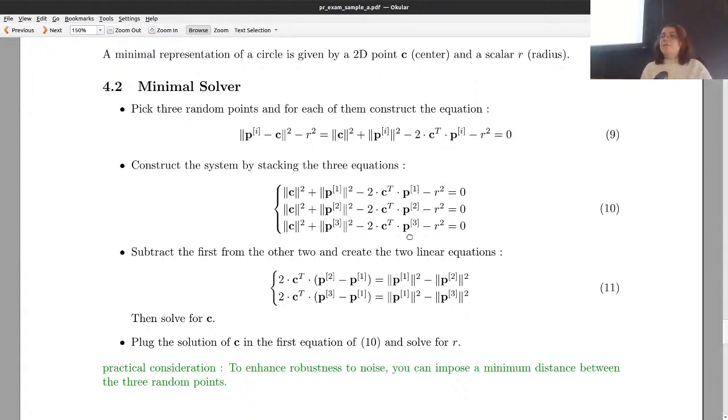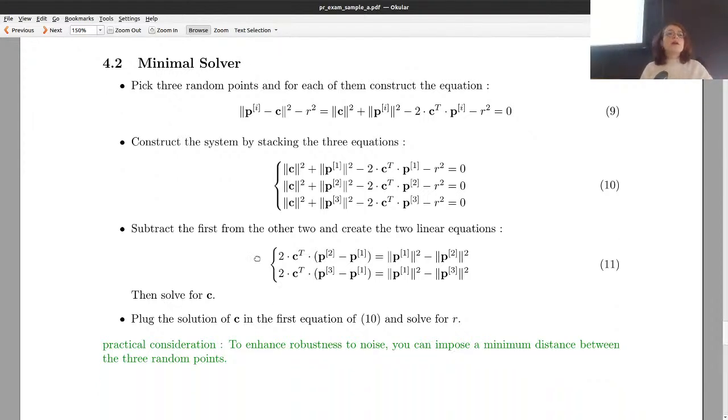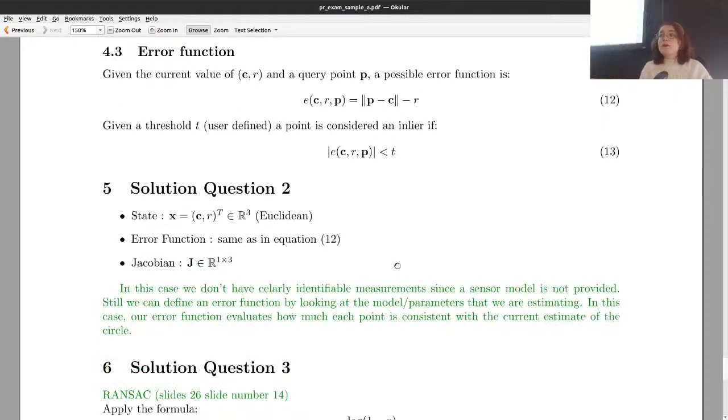So, once you have this, in the end, what you have is a minimal solver, so that given a set of points, you're able to compute the center and the radius. If you remember, what you do in RANSAC is you take a set of random points, compute the parameters, then take these parameters and count how many inliers you have with that value of the parameters. This is why in the exercise you are asked to define an error function that allows you to determine whether a point is an inlier or an outlier.